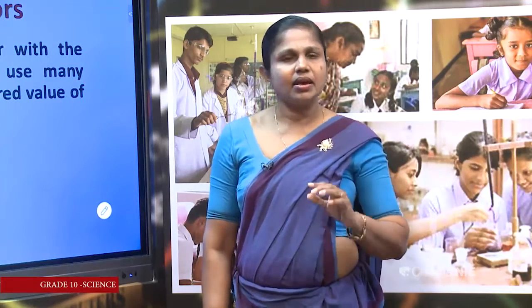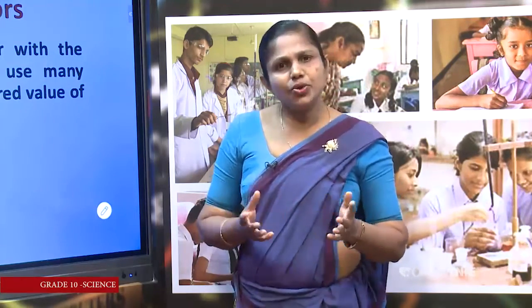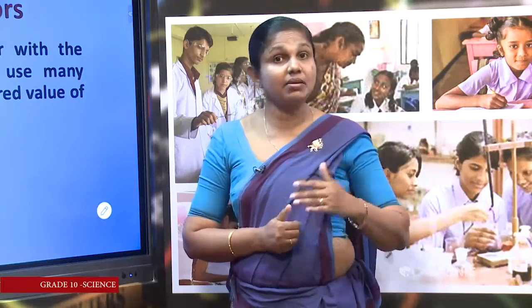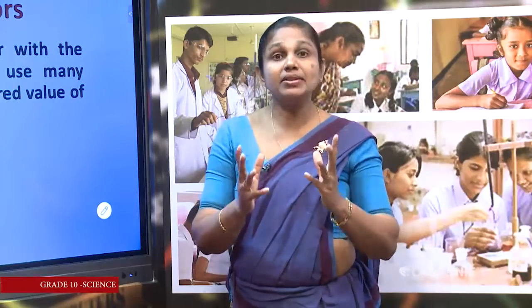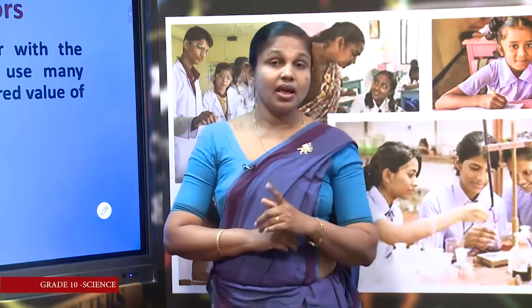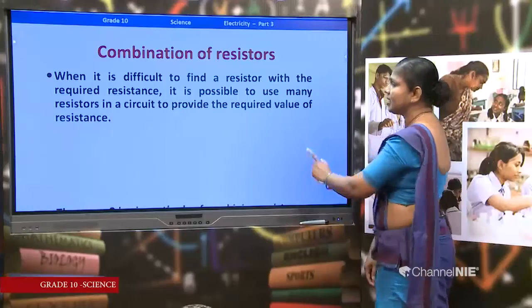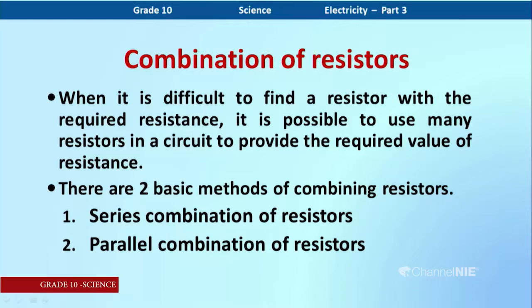Suppose we need to insert 25 ohm resistor. If there is no 25 ohm resistor, but if we have some 10 ohm resistors and 5 ohm resistors, then it is possible to make 25 by joining those small resistors. That's why we are learning how to combine resistors in circuits. Okay, children? Right. There are two basic methods of combining resistors. One, series combination, and the other one, parallel combination of resistors.